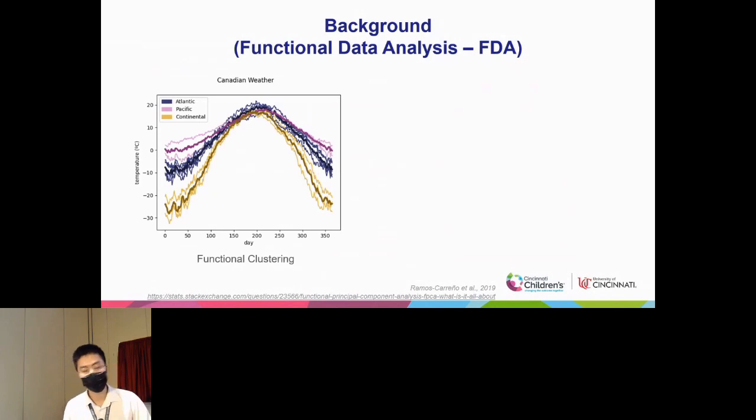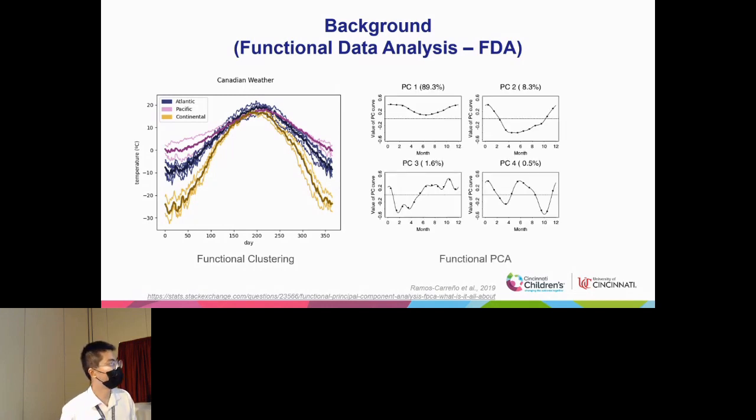For example, this one shows temporal curves for the weather, the temperature recordings in Canada, and there are a lot of curves. Each curve represents one location where the temperature along the year was recorded. We combine those temporal curves to conduct functional clustering. We can see three categories of clustering representing three geographical types of weather in Canada. This is one kind of application using functional data analysis to do unsupervised clustering.